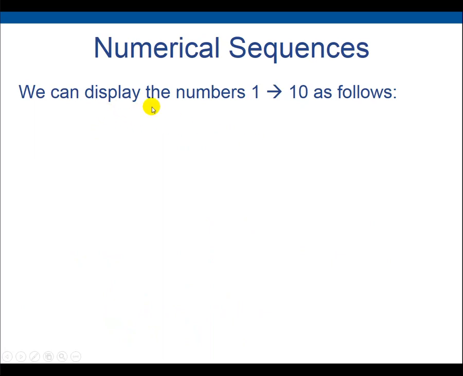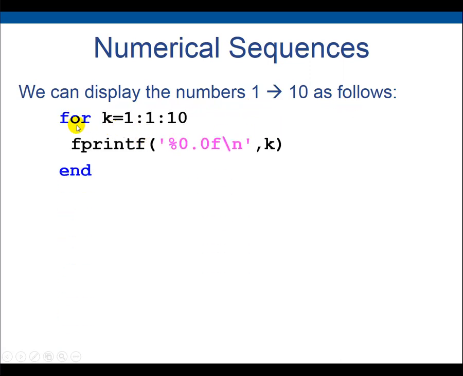So we can display the numbers 1 to 10 as follows. Here, for k equals 1 to 10 with 1 increment. So fprintf k value, and here we just learned this means the value will show up with 0 decimal places, and change the line, \n. So the answer will be 1, 2, 3, 4, 5, 6, 7, 8, 9, 10 with 1 increment, right?